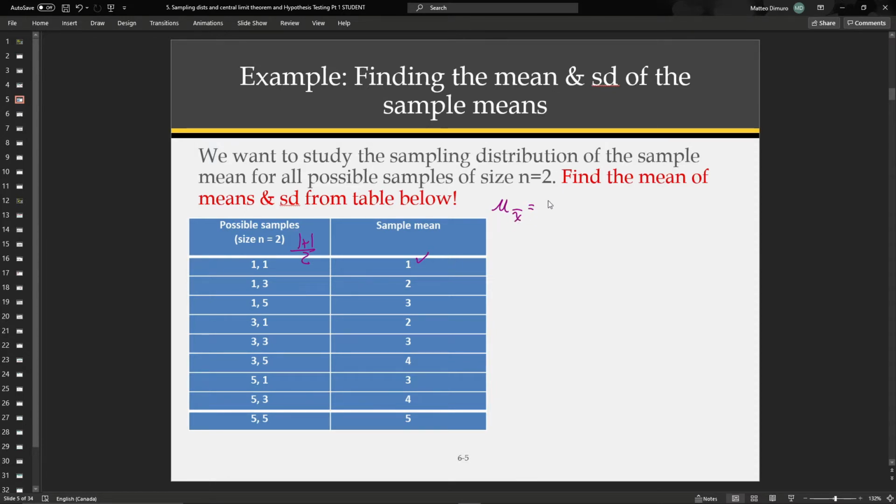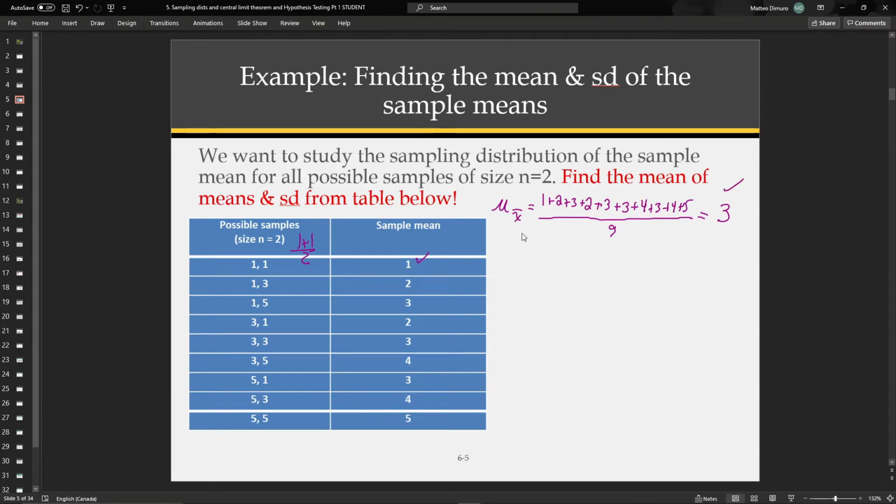So let's add them all up. We're going to go 1 plus 2 plus 3 plus 2 plus 3 plus 3 plus 4 plus 3 plus 4 plus 5. And there are 9 different cases. So add them all up, divide by 9. You can pause the video here if you like. And you're going to get 3.